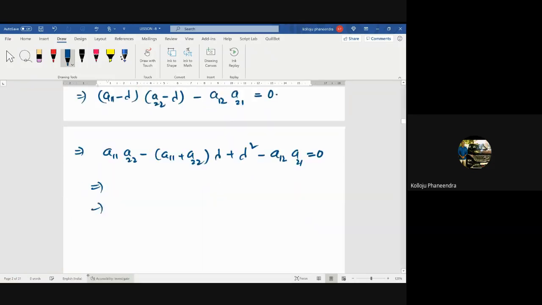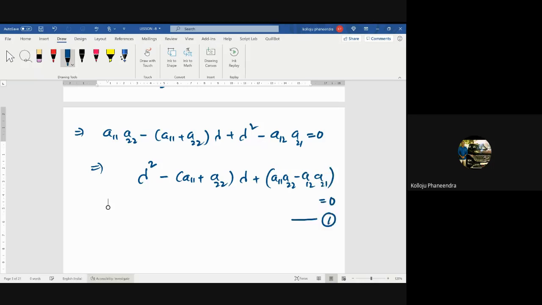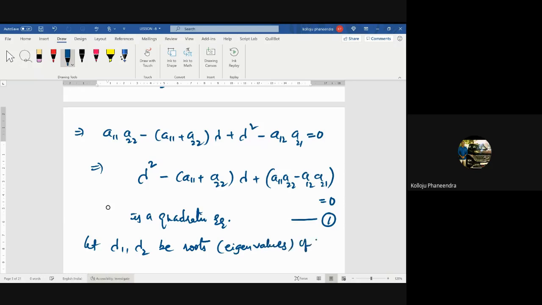Taking the product and collecting terms, this gives a quadratic equation. Since it is a 2 by 2 matrix, the characteristic polynomial is of order 2: lambda square minus (A11 plus A22) into lambda plus A11 A22 minus A12 A21 equal to 0. This is equation 1, a quadratic equation. Let lambda 1, lambda 2 be the roots, nothing but the eigenvalues of equation 1.